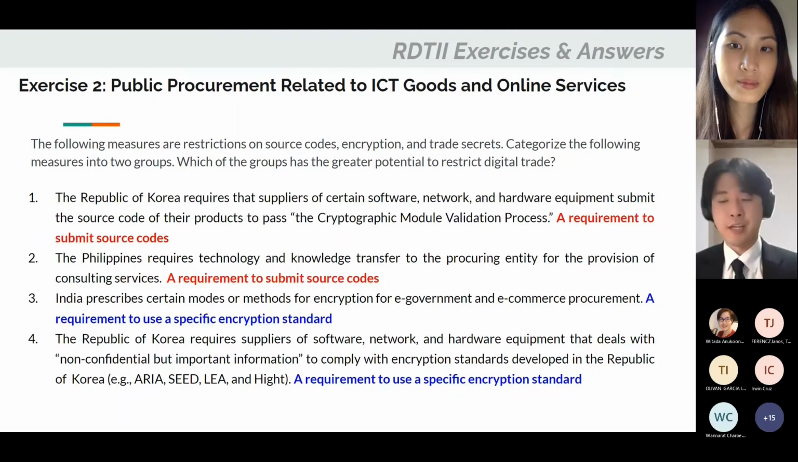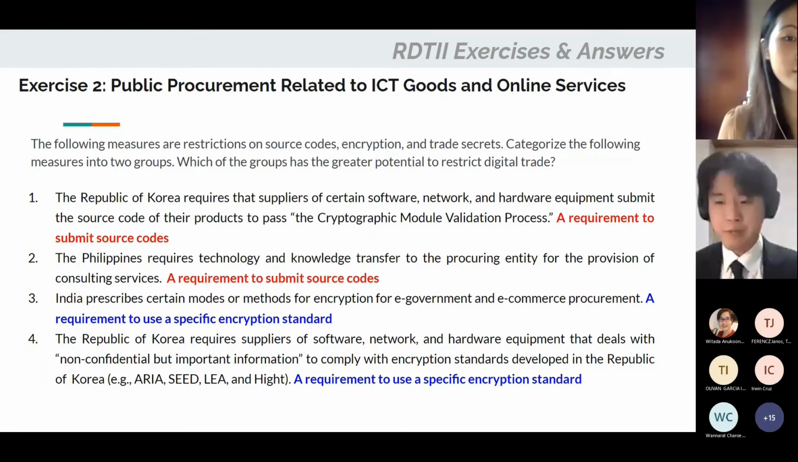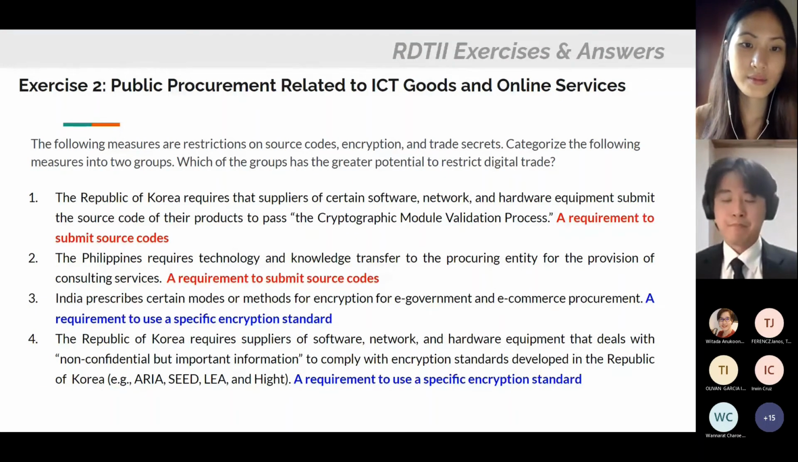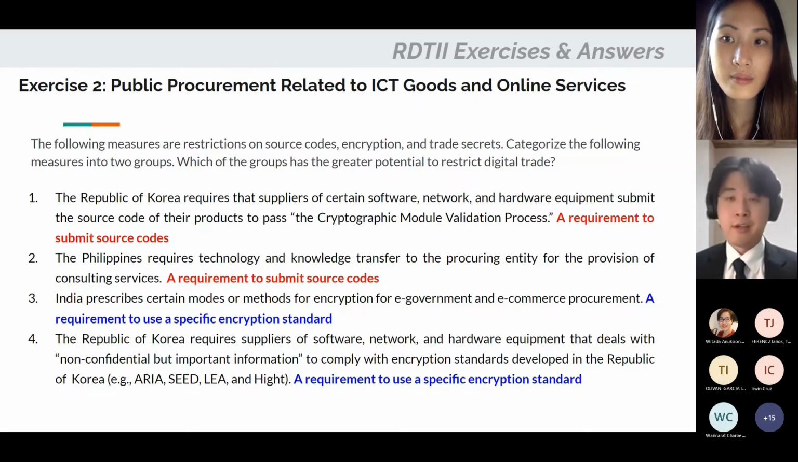The answer is that the 2 groups are, first, a requirement to submit source code, and the other group is a requirement to use a specific encryption standard. So which one is more restrictive? RDTII considers the first group more restrictive than the second group because it basically requires businesses to turn their trade secrets over to the government to win public procurement bidding.